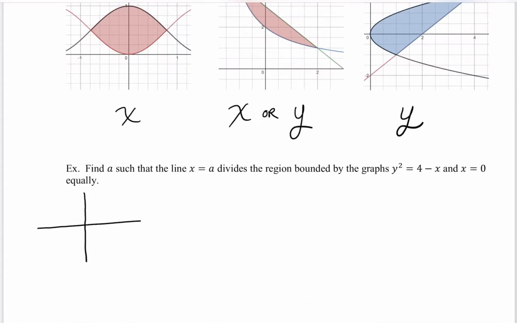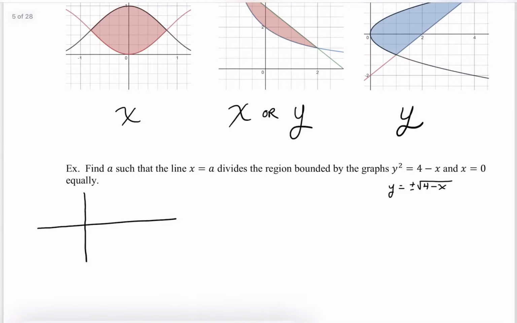It divides it equally. So this one, they haven't really given anything away. Everything's not given as a function of x or as a function of y. This is y squared equals 4 minus x. If I want to solve it for y, I would have to introduce both the plus and minus square root if I'm trying to get a graph of this in my graphing calculator.